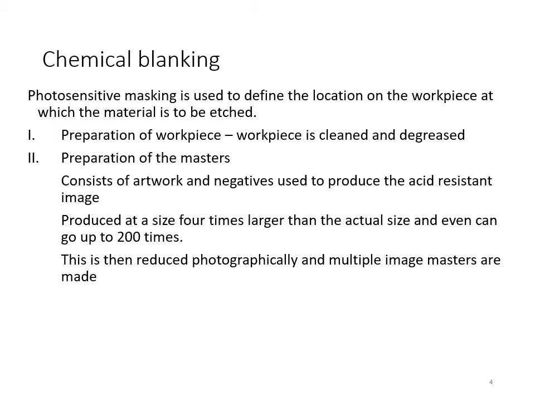Let us move to the chemical blanking. In chemical blanking, generally photosensitive masking is used to define the location on the workpiece at which the material is to be etched. That is one method. The photosensitive method is one method through which the maskant is applied so that the uncovered area is exposed, or it is used to define the area where the machining has to be done.